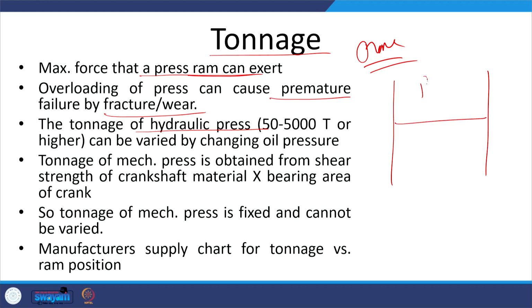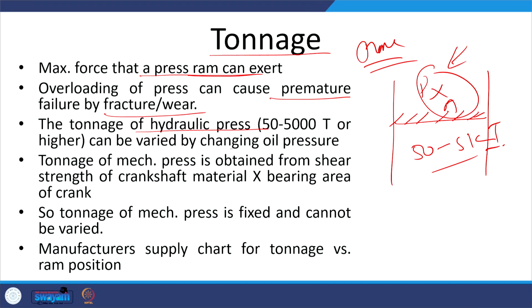So, here say pressure is P and area of the piston is A, then P into A will decide the maximum force that it can apply during the operation. This can vary from 550 to 5000 tons, and this can simply be changed by changing the oil pressure. For a given piston area, if we change the oil pressure, the tonnage of the hydraulic press can be changed.